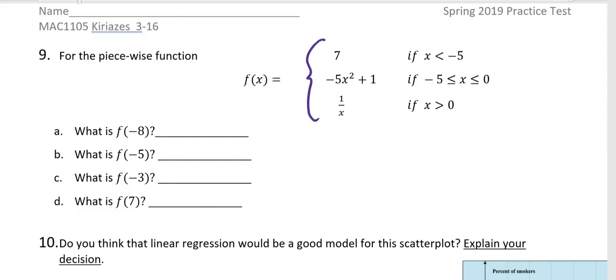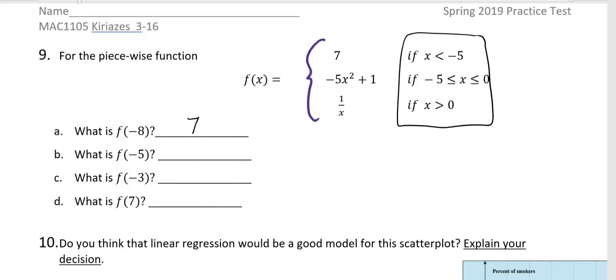Number 9, it's a piecewise function. This is basically like 3 different equations that work for different inputs. So it says when our input is negative 8 for part A, well, which of these qualifiers will make it true when x is negative 8? Well, negative 8 is less than negative 5. So I'm going to use this one. So it tells me when x is less than negative 5, which is what I have, that my output is 7. Okay?